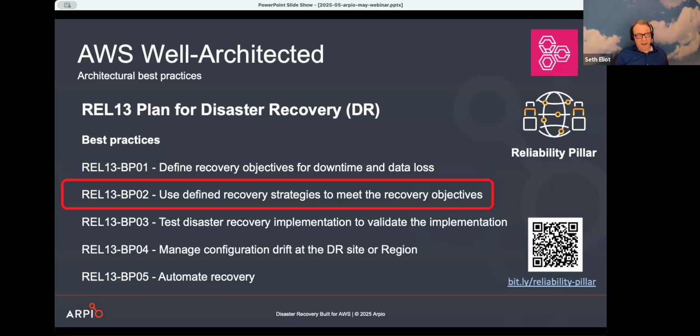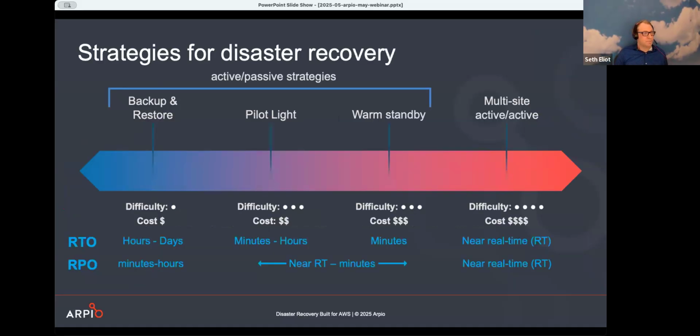Then use those defined objectives to define a recovery strategy. What do we mean by recovery strategy? These are the 4 recovery strategies that we define for disaster recovery.